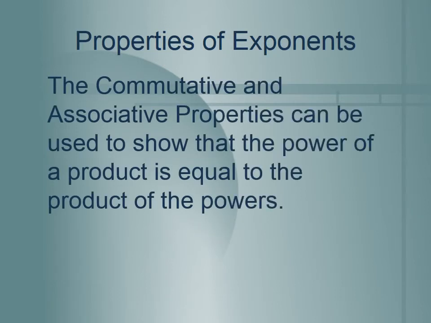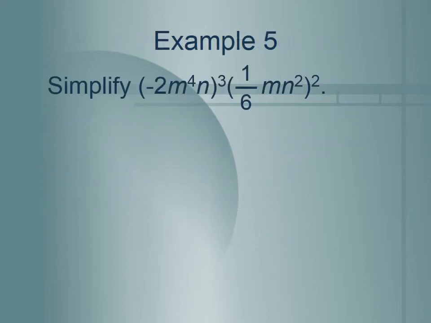All right, so commutative and associative properties can also show that the power of a product is equal to the product of the powers. So if I have (ABC) to the nth power, I can basically distribute that power. So it's gonna go to each exponent. So I have A to the n, B to the n, and C to the n. If A already had an exponent on it, then I would multiply that exponent by n. Let's look at an example.